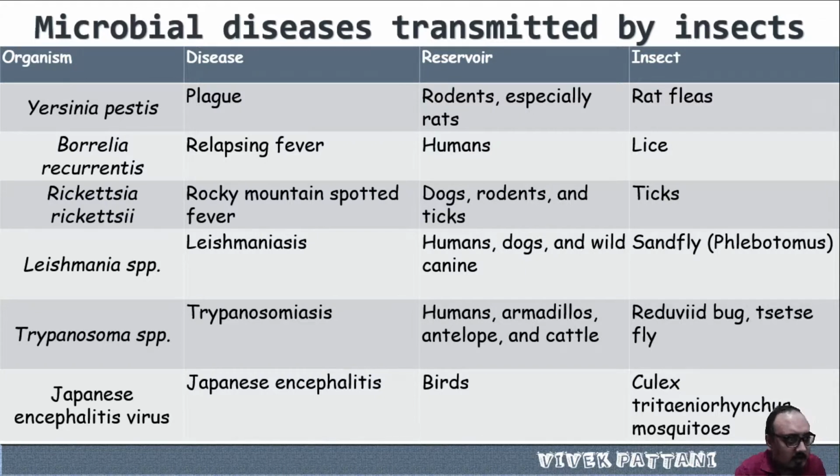This is transmitted by the insects. Examples are Yersinia pestis. The disease name is plague. Reservoirs are rodents, especially rats. Insects are rat fleas.